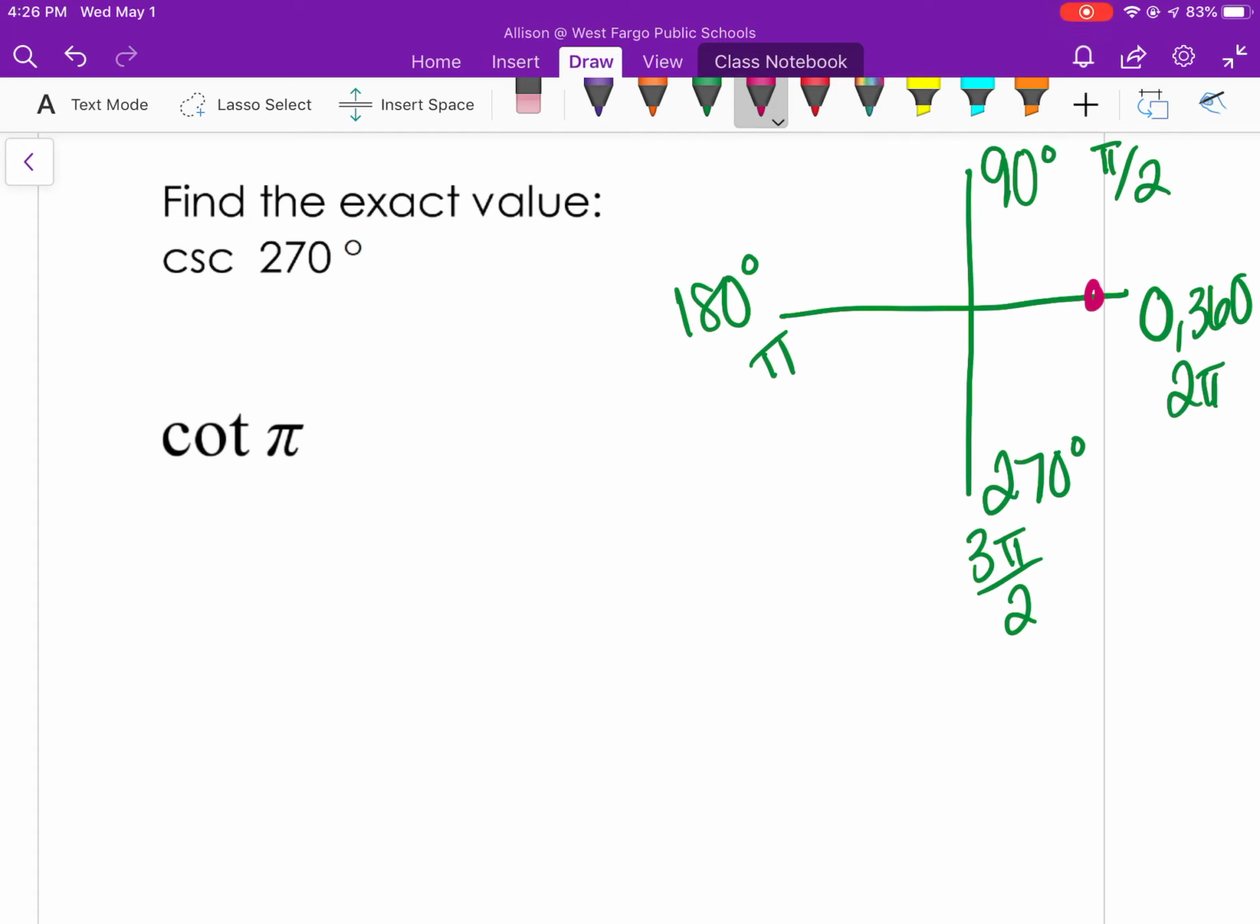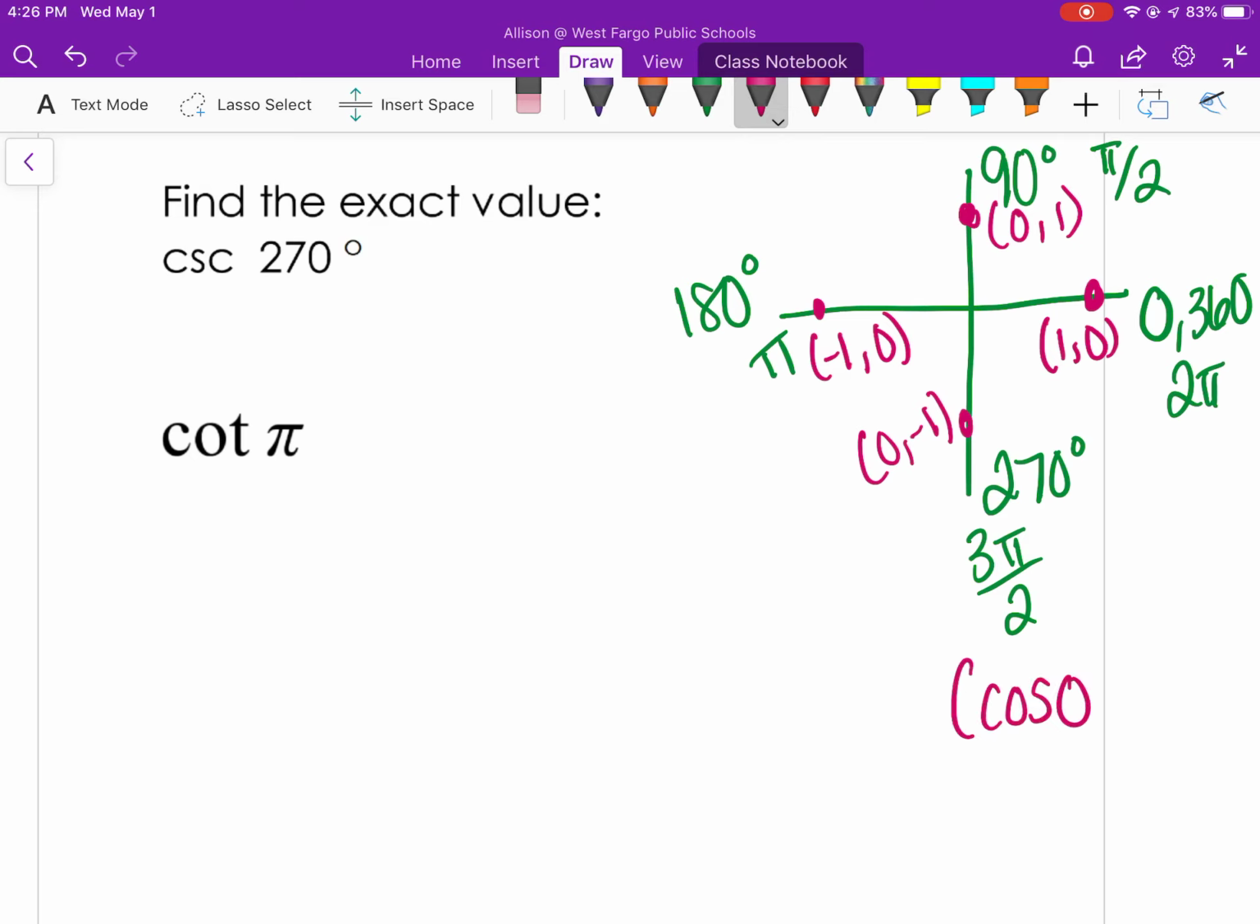These quadrant angles have the special values on our unit circle. This is the point 1, 0. This is the point 0, 1. This is negative 1, 0. And this is the point 0, negative 1. And then those points correspond. Remember, cosine goes with the x coordinate, and sine goes with the y coordinate, so x and y.